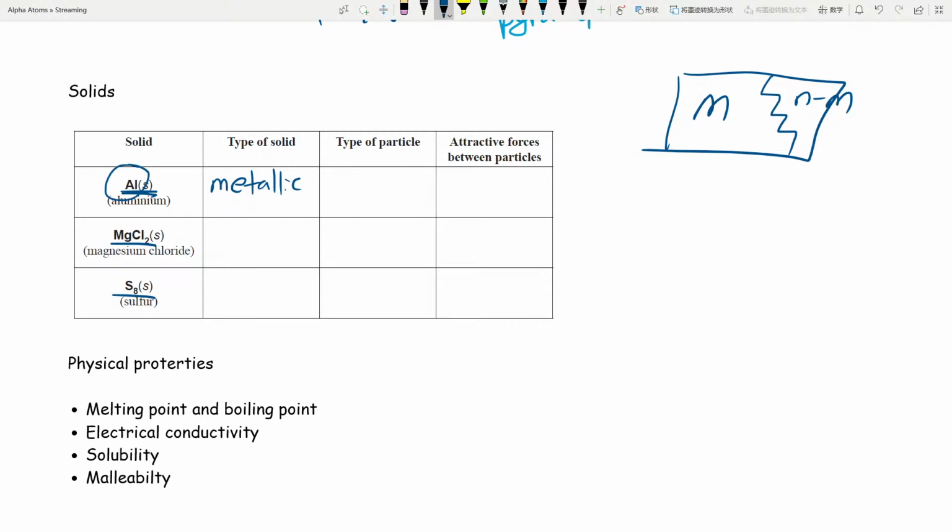And in this case, Mg is over here and chlorine is over here, so you have a metal and a non-metal bonding with each other, therefore you have ionic. And then sulfur is a non-metal.